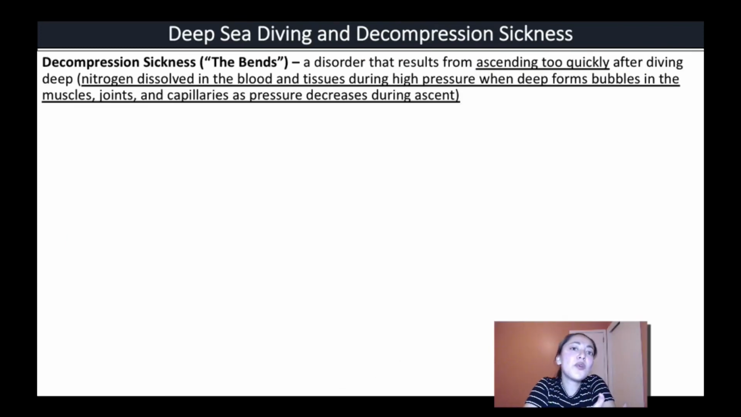Now, the last thing that we're going to talk about is deep sea diving and decompression sickness. Before I talk about decompression sickness, I just want you to think about what happens to the pressure around you when you dive deeper. You can imagine this as when you dive into a pool, right? When you dive deep into a pool, you start feeling more pressure on your body. And this happens too when you're diving really deep in the ocean.